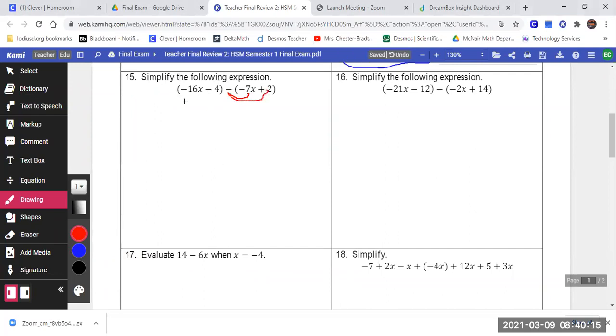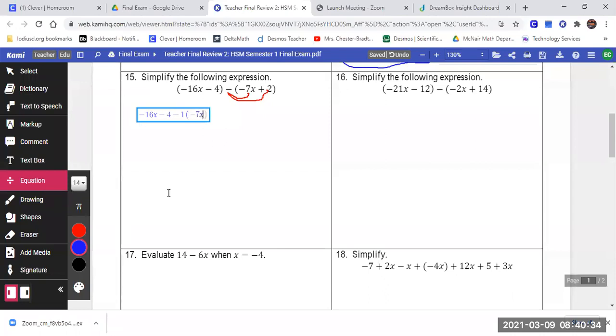This front one doesn't have anything going on, so I don't have to worry about him. I'm just going to rewrite it. So negative 16x minus 4, and then I have to deal with that distribution. Negative 1 times negative 7x, because that's what's on the outside there. Between that negative sign and the parentheses, there's a hidden 1. And a negative 1 times a positive 2.